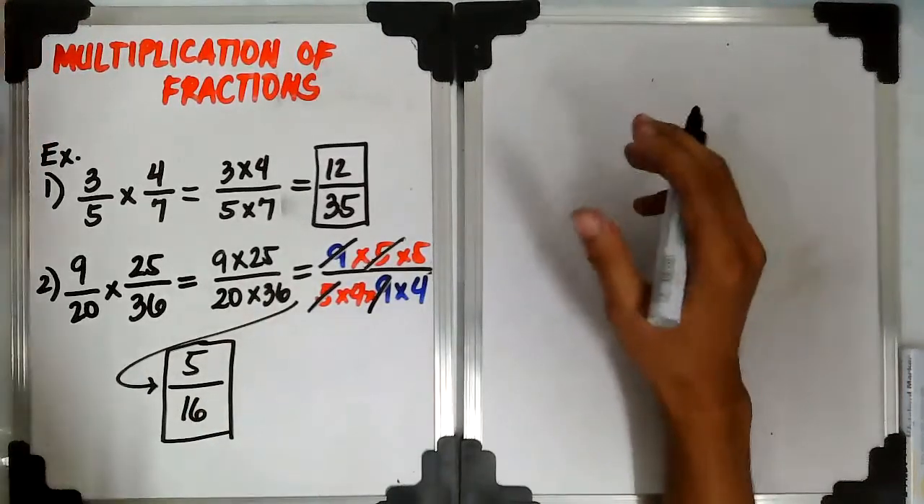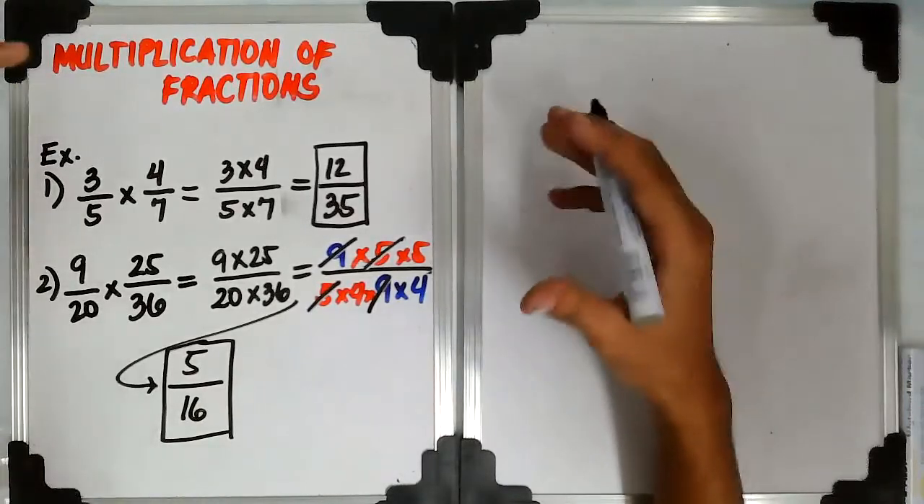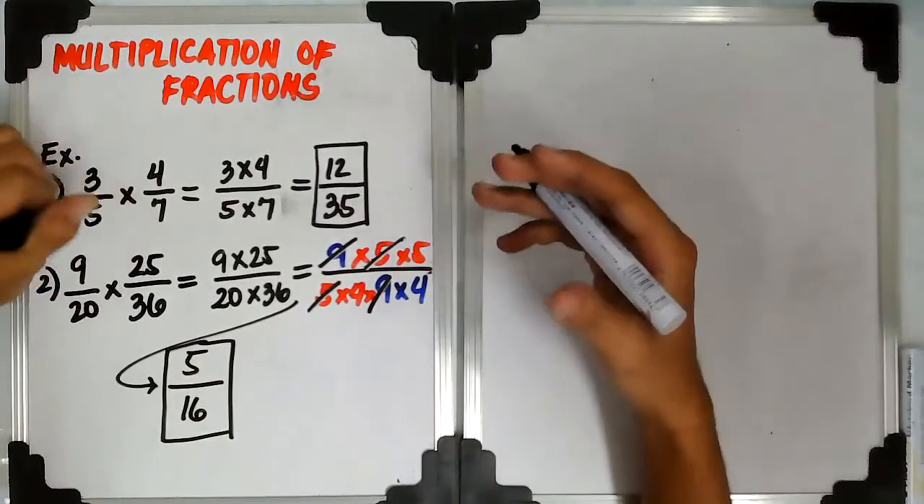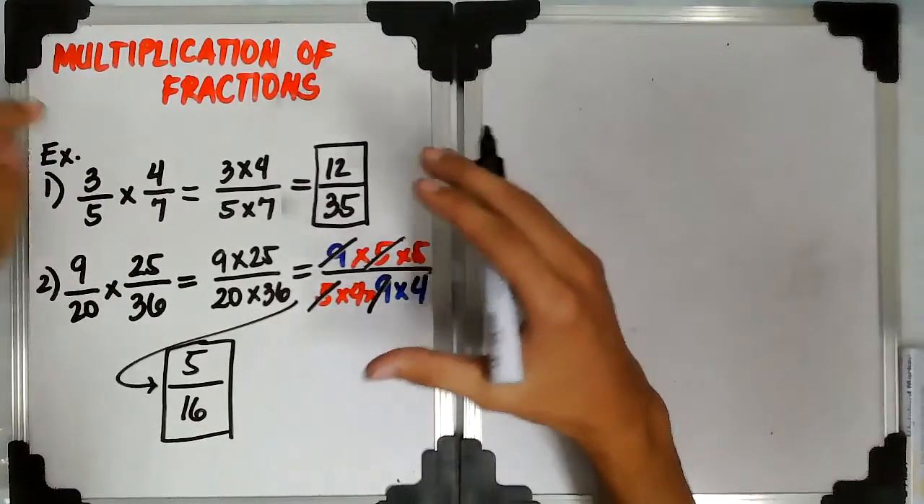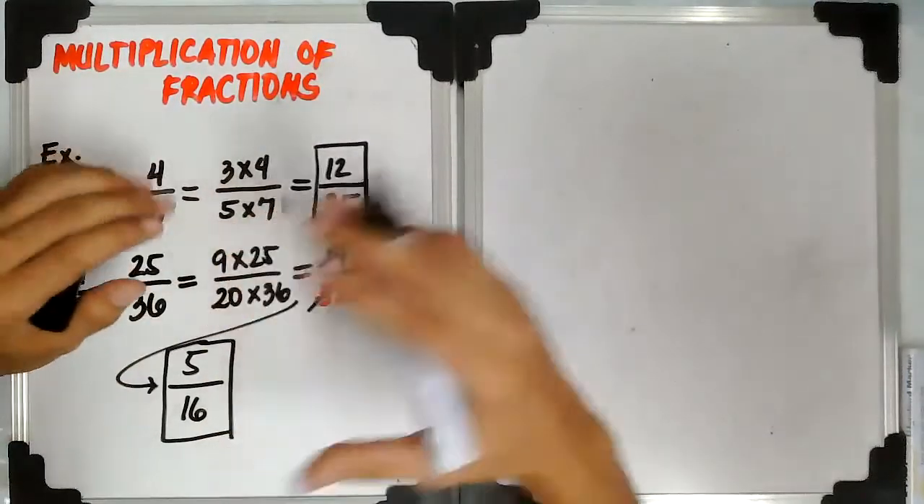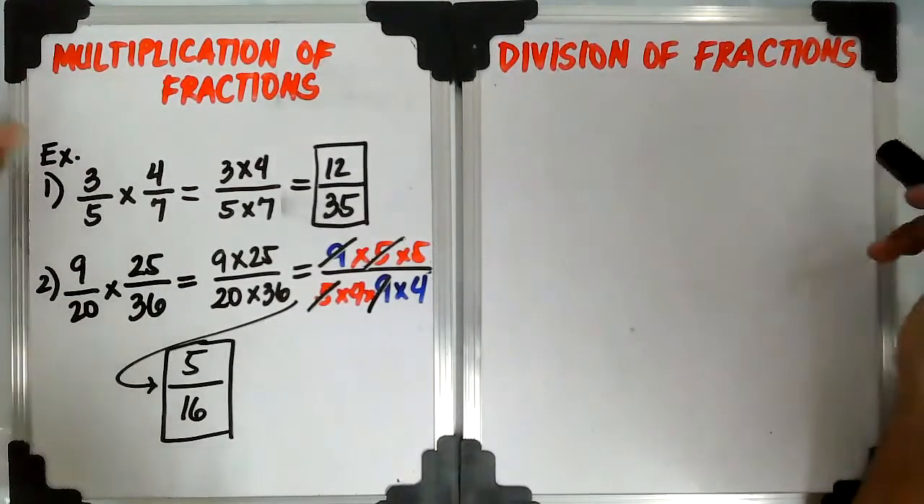All right. So rewrite the numbers as the product of their prime factors and simply cancel the factors that are common in the numerator and the denominator. So before you box your final answer, make sure that the numerator and the denominator are relatively prime. So let's move on to the concept of the division of fractions.